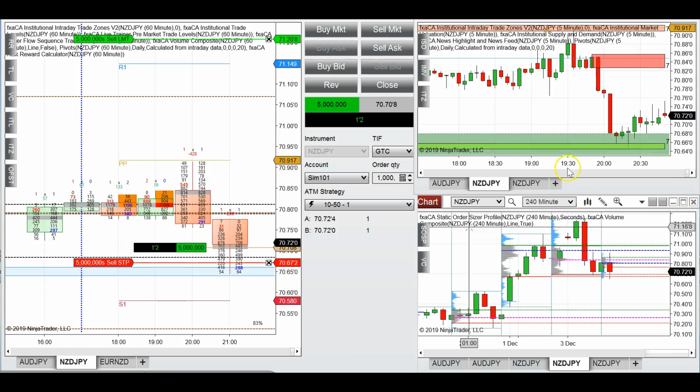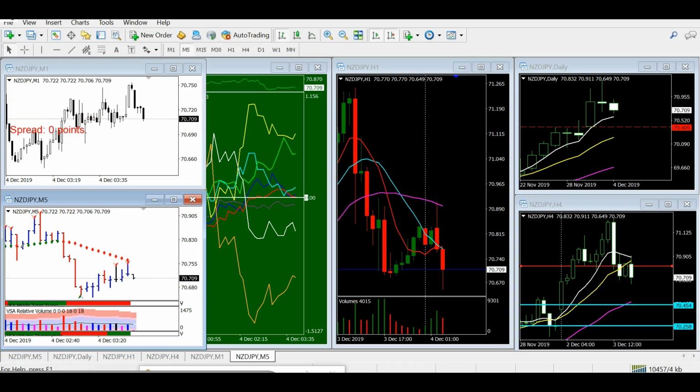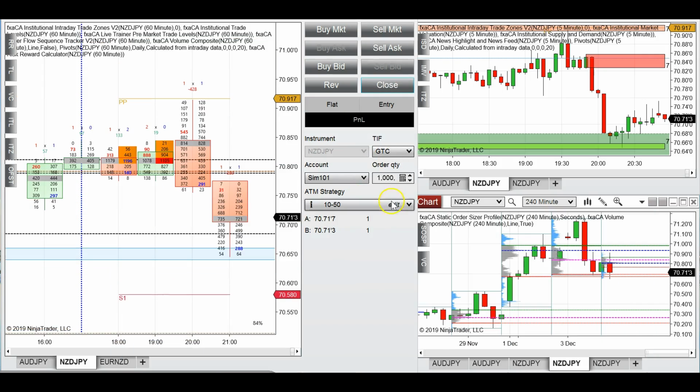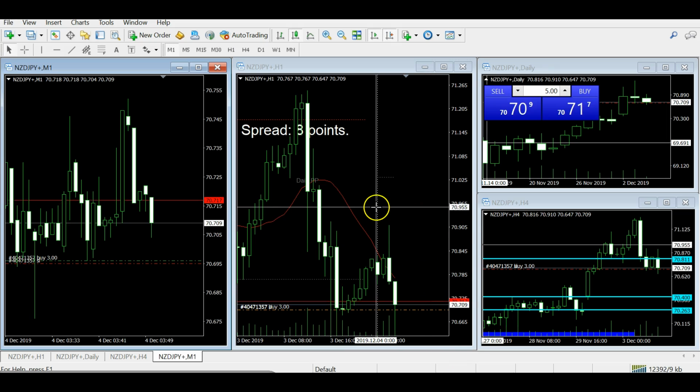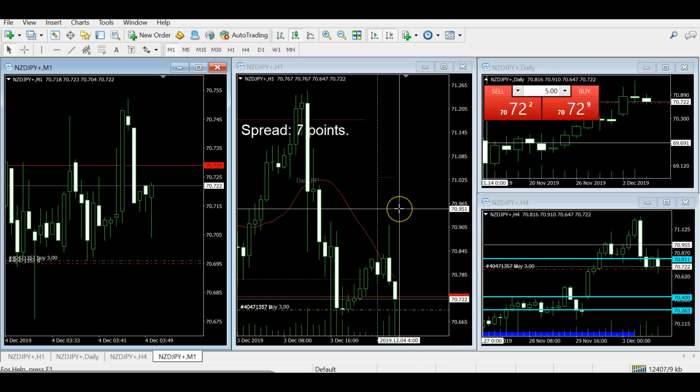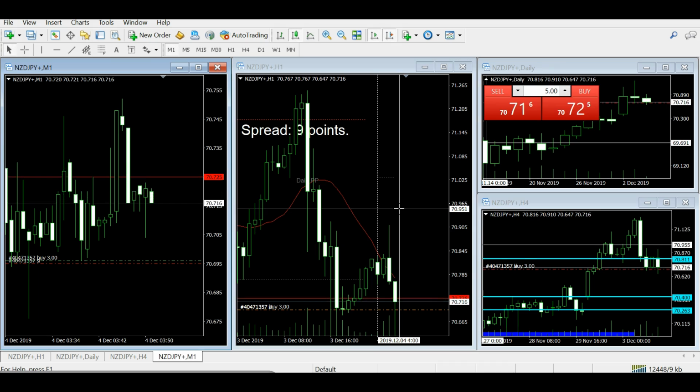So these are the kinds of opportunities you get in the evenings. There's a chance you might have 3 different moves or swings: a buy, a sell, and a buy, or a sell, a buy, and a sell. These are the things you can expect in the Asian market.